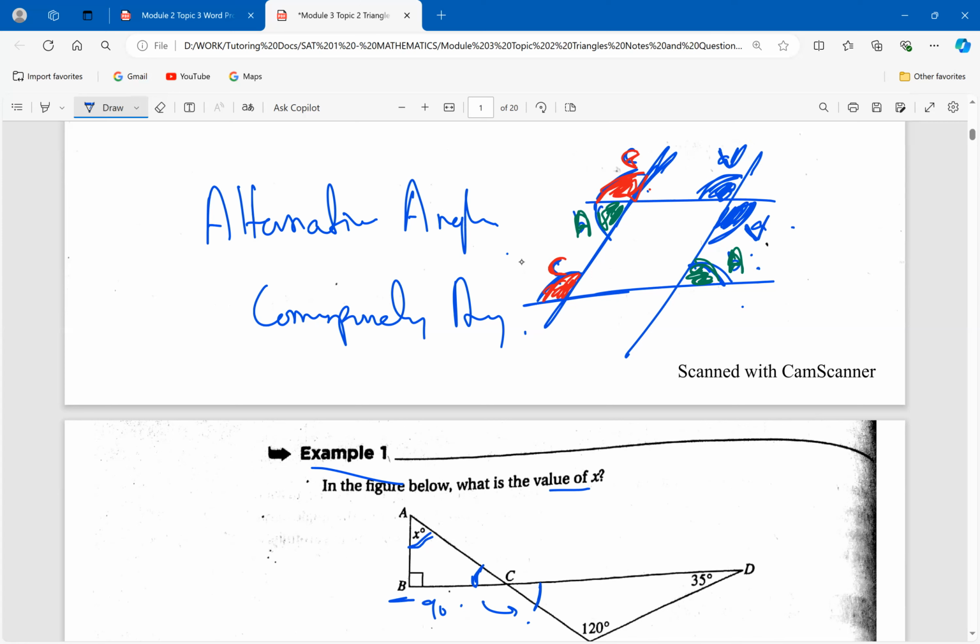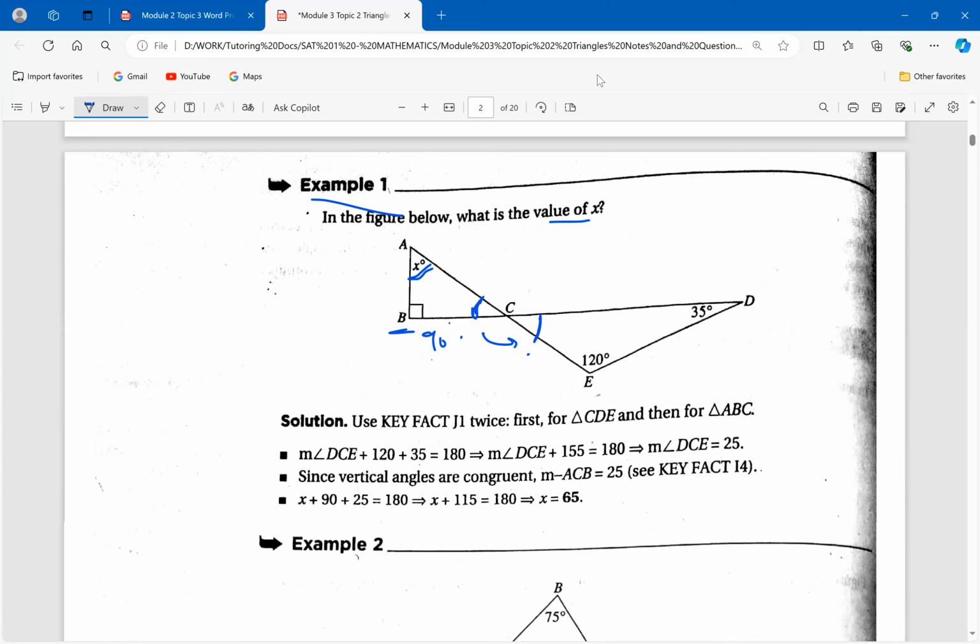So any angles following these properties are going to be equal. We're using the same concept in this example here as well. If this is 35 degrees, this is 120 degrees, you add them both and subtract them from 180, you're going to get 25 degrees over here. So C is 25 degrees. So automatically this will also be 25 degrees. Now, if this is 25 degrees and this is 90 degrees, this entire angle is 180 degrees. So what you're going to do is subtract 180 minus 90 minus 25, and you will get 65 degrees here. All right, guys, I hope this is clear.